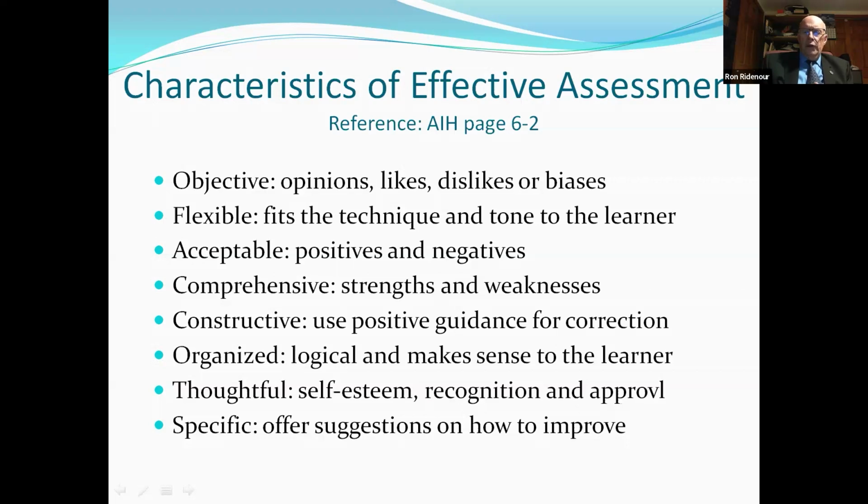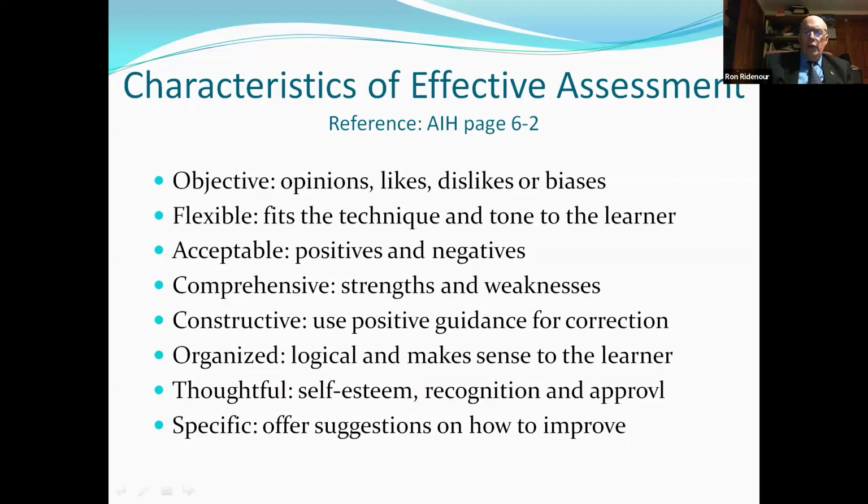Don't start off with when the glider rolled to a stop. Try to start off with when the glider started to roll, and so try to do it in a logical methodology. Thoughtful.